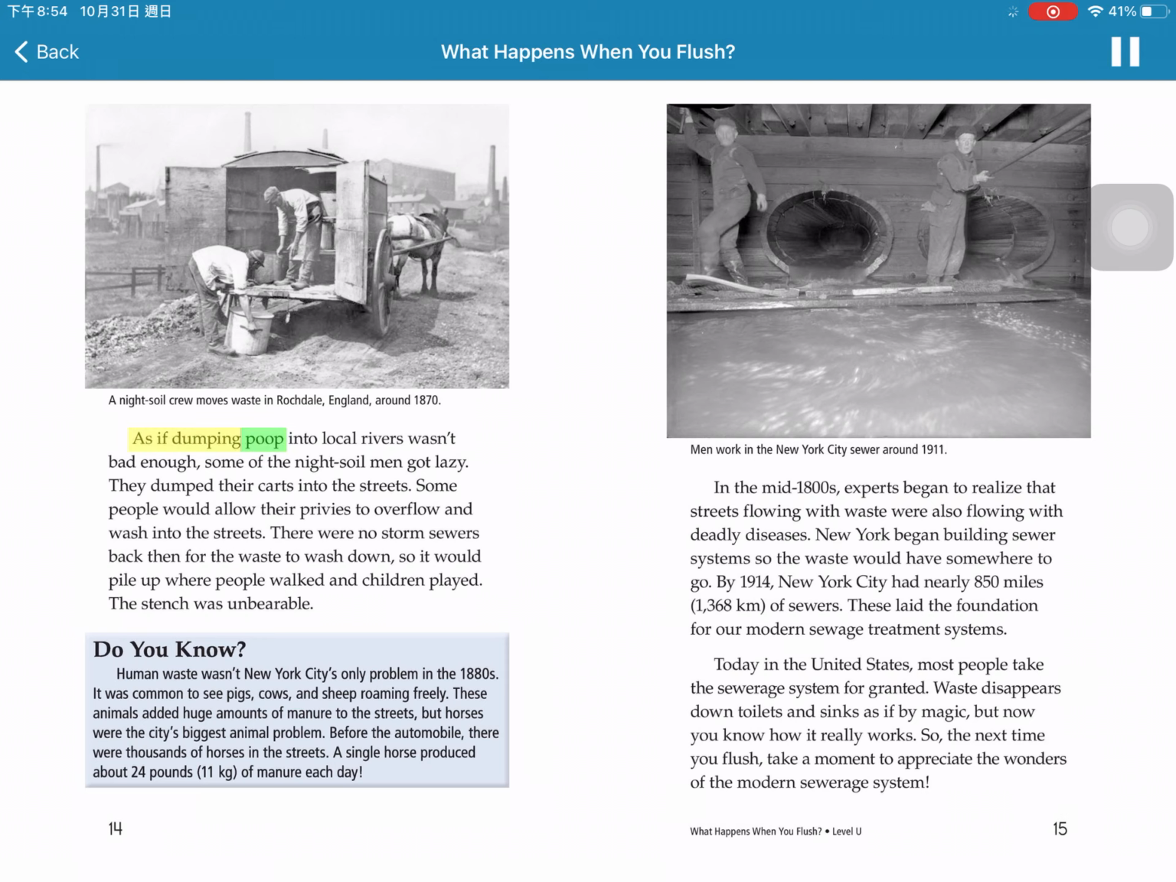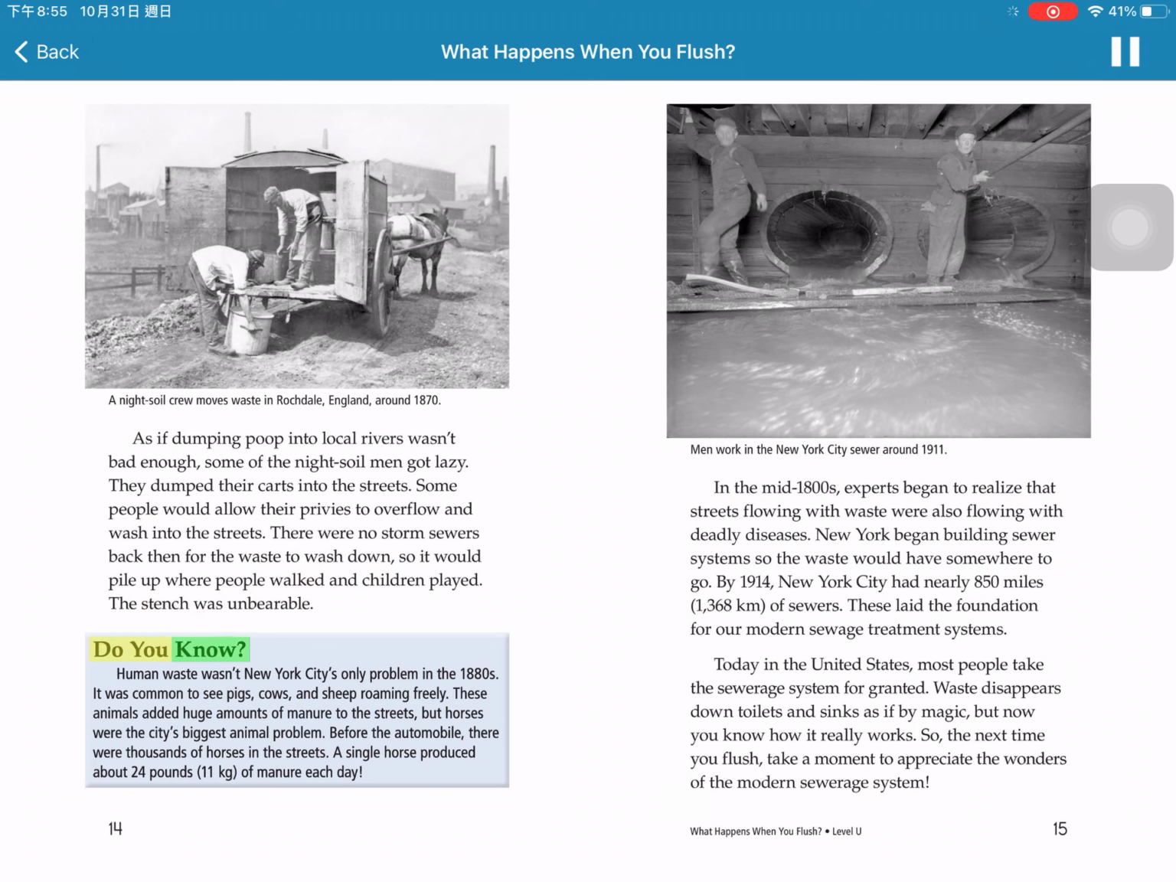As if dumping poop into local rivers wasn't bad enough, some of the night soil men got lazy. They dumped their carts into the streets. Some people would allow their privies to overflow and wash into the streets. There were no storm sewers back then for the waste to wash down, so it would pile up where people walked and children played. The stench was unbearable.